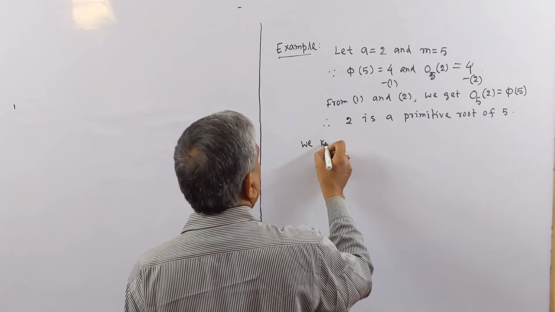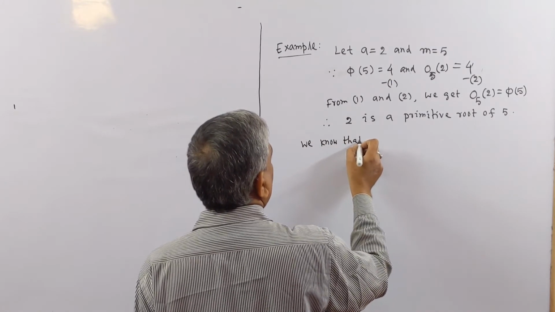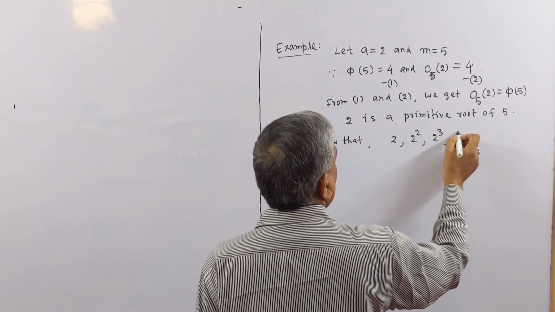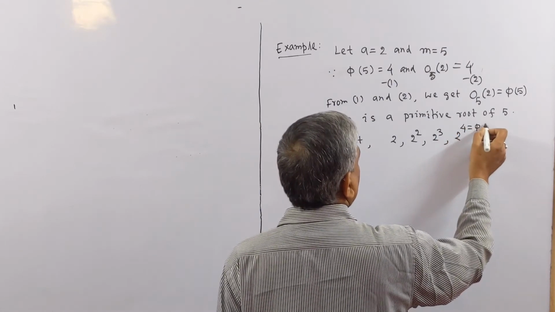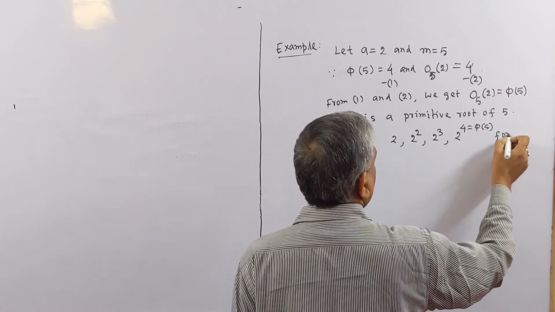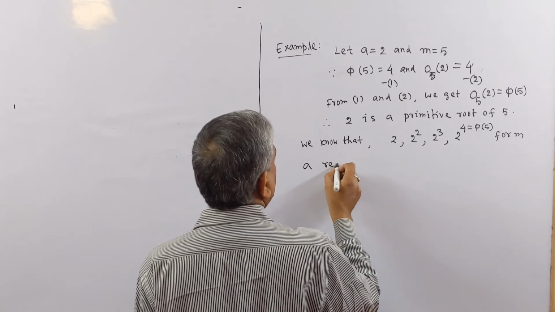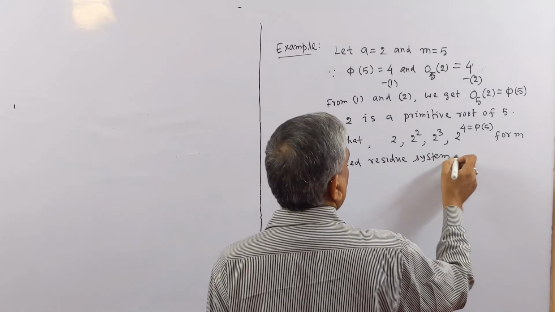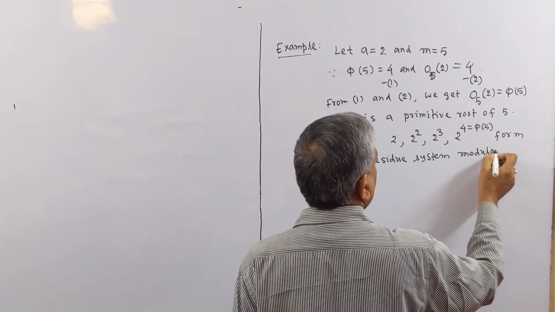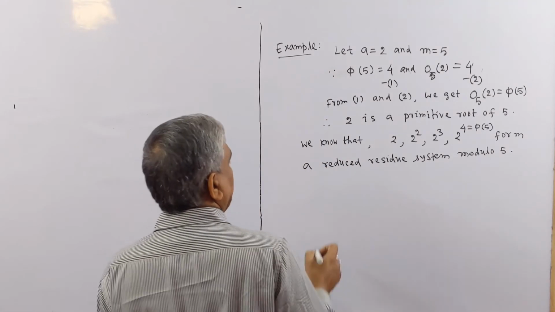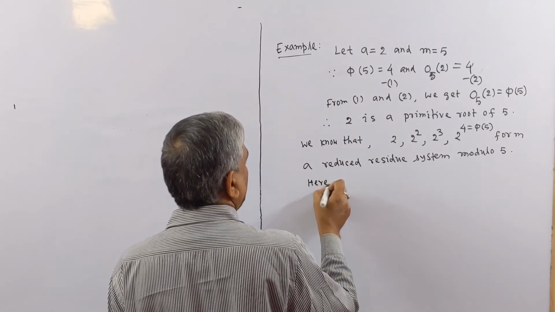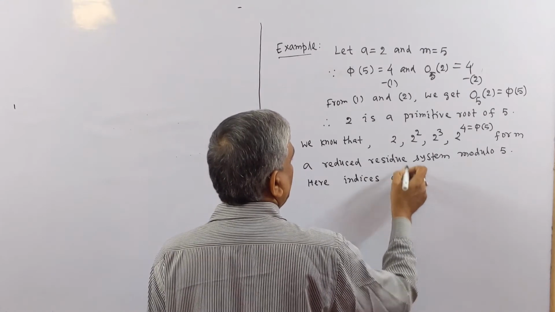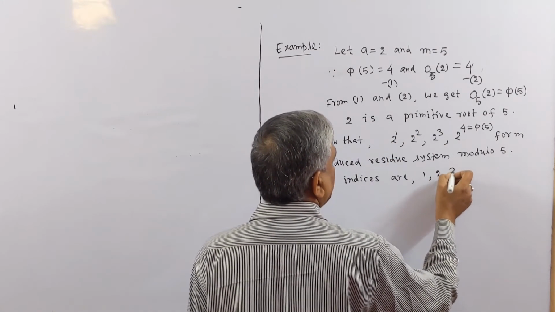We know that 2 square, 2 cube, 2 to the power 4 form a reduced residue system modulo 5. Here indices are 1, 2, 3, 4.